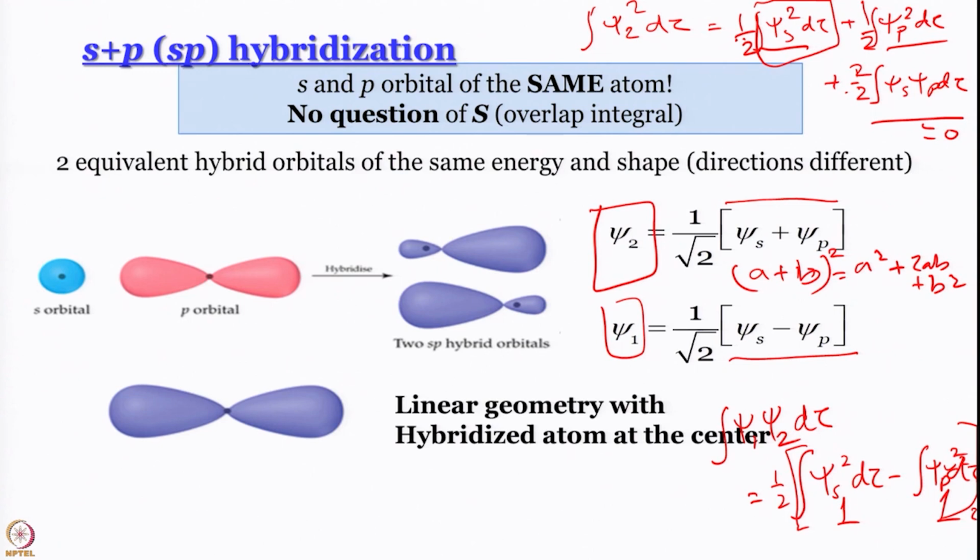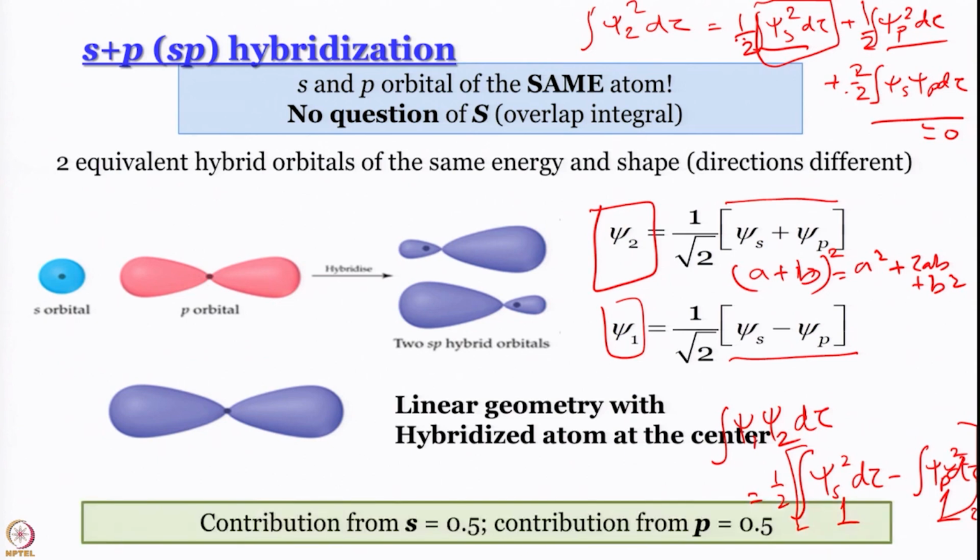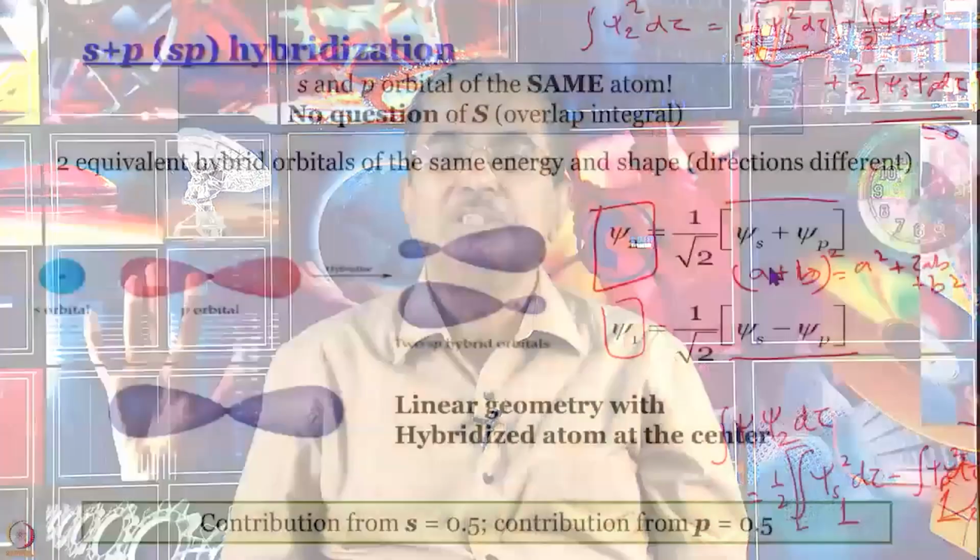Linear geometry with the hybridized atom at the center. This is what we achieve when we use sp hybridization, but we have unfinished business. I told you that the nucleus actually resides in the minor lobe, which means that the way I have drawn it here, the minor lobes are actually overlapping with each other. I should actually prove it before we close this discussion. So now see, what is the contribution from S? Half. Contribution of P is also half. So it is an equal mix, contribution is 0.5, 0.5, 50% S character, 50% P character. How did I get half? 1 by root 2 square, remember, coefficient square.